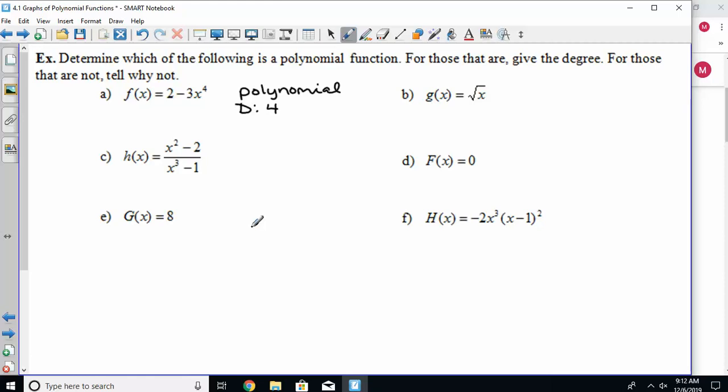Is b a polynomial? Why? It's under the radical, which is the equivalent of saying its exponent is a fraction. Okay. Is the third one? No. Why? No, because there's a variable in the denominator. It can have a power to it, can it? Yes.